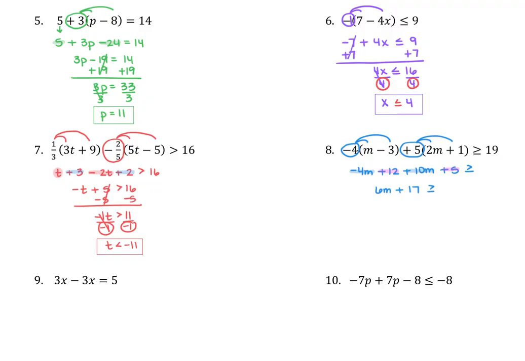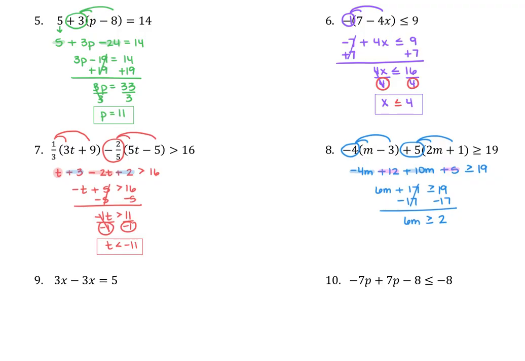Drop down my inequality sign. Now there's nothing I can simplify on the right, so I'm just going to drop down my 19. Now I'm ready to start moving. I'm going to undo the addition first by subtracting 17 from both sides. 17 minus 17 gives me 0, so that goes away. I have 6m. Drop down my inequality sign, and 19 minus 17 is 2.